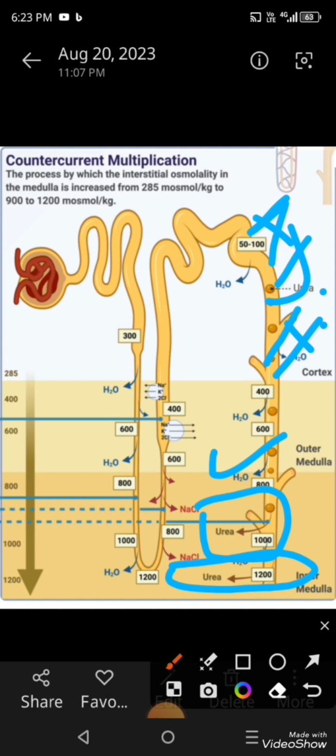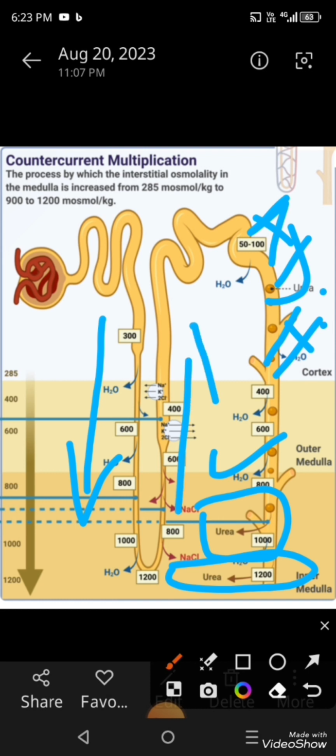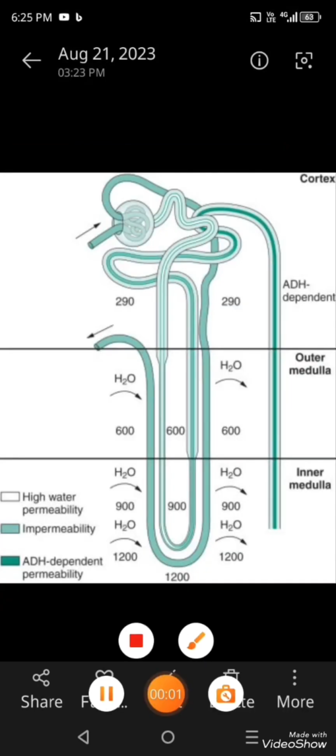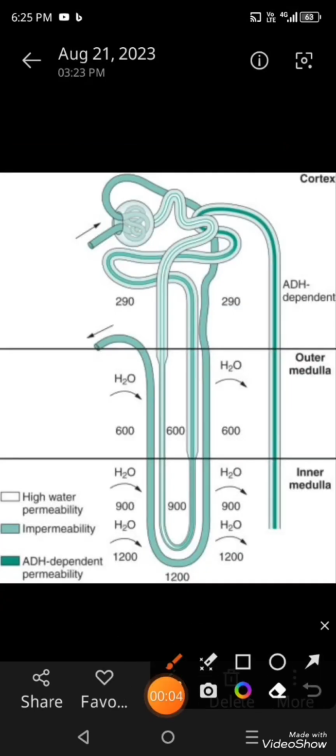And of course, the loop of Henle is the basic component that causes the multiplication in the countercurrent mechanism. We see the flow in the countercurrent way in this loop of Henle with the help of it, right? The vasa recta, as you can see, has got the descending part and the ascending part, right? And they also contribute in the exchange and maintenance of the countercurrent mechanism.